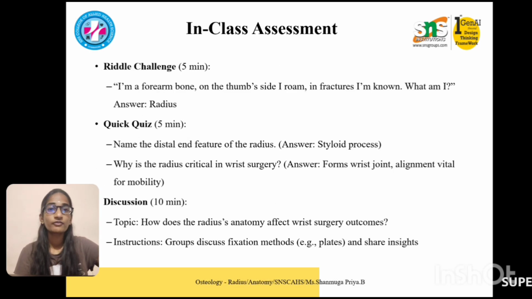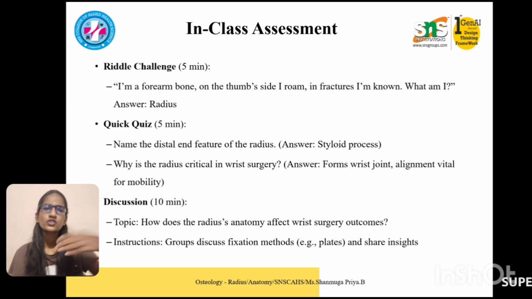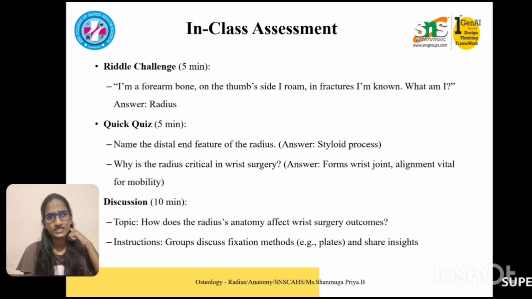Before that, we have a riddle challenge. I am a forearm bone. On the thumb side I roam, in fractures I am known. What am I? Of course, it's the radius. We are also giving a quick quiz. Name the distal end feature of the radius. It is of course the styloid process.